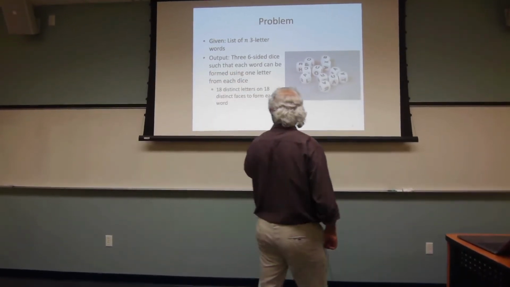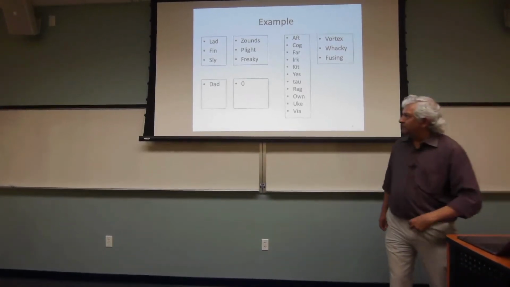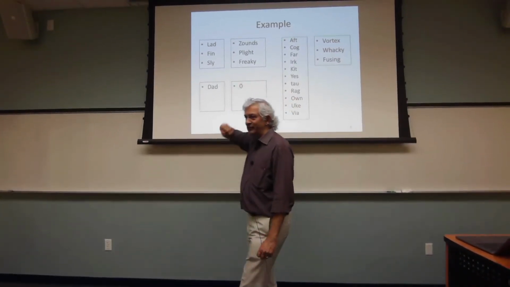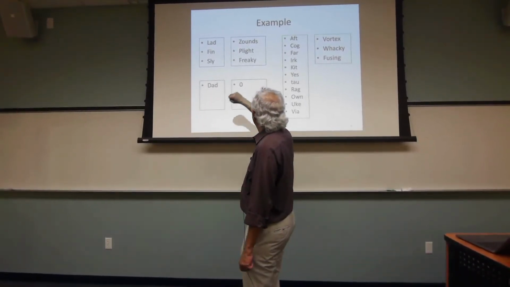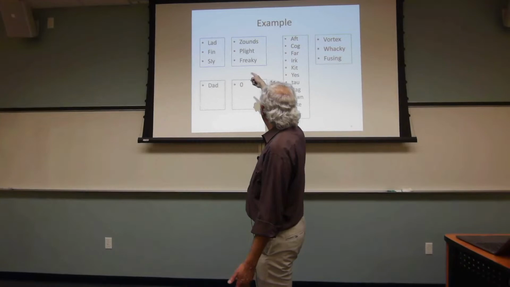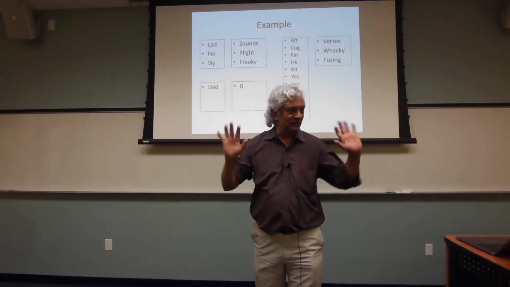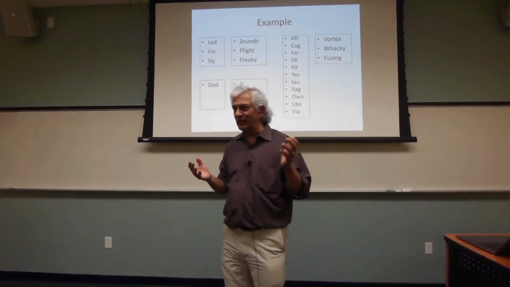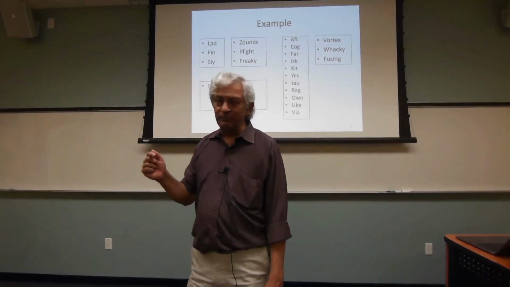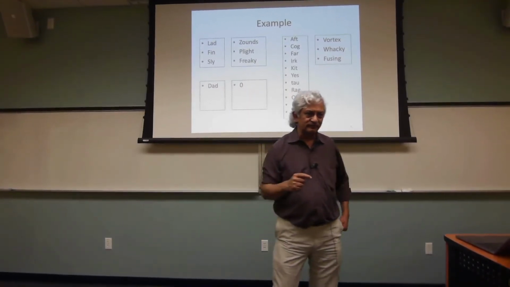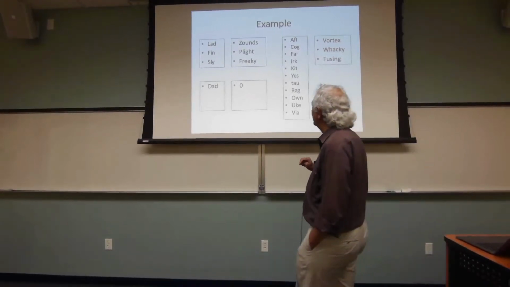So let me show you an example. If you're given lad, fin, and sly, then you could do that with these 3 words. Again, there are some letters that are not on any of the words, which is okay. If you run out of letters, you can add whatever else you want. But no letter can be on more than 1 dice, only on one side of that die.